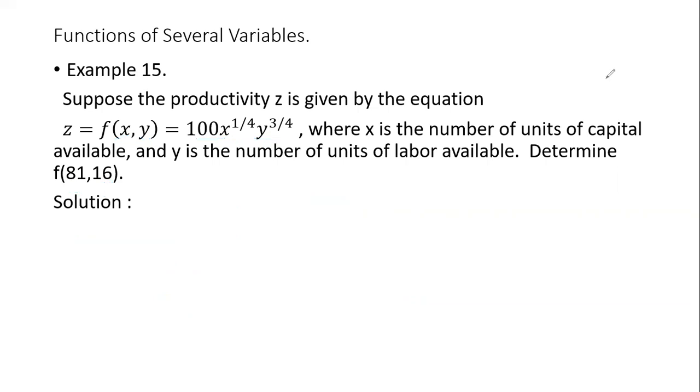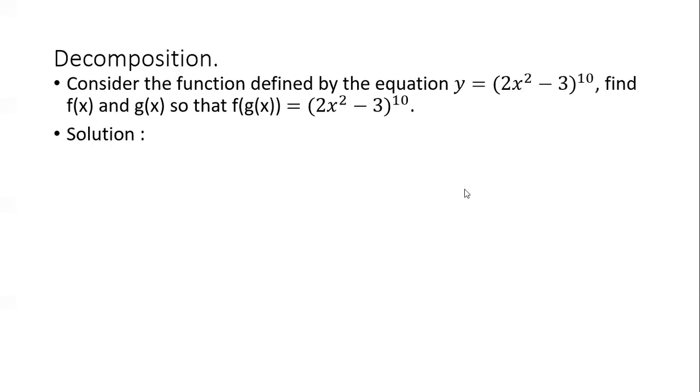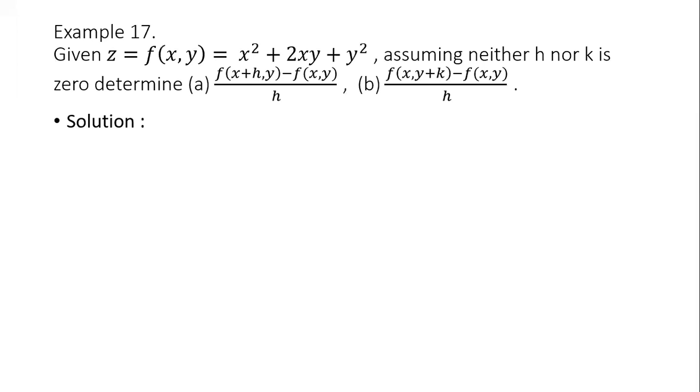Let's move on to the next page. Example 17. Given f of x comma y equals x square plus 2xy plus y square, assuming neither h nor k is 0, determine f of x plus h comma y minus f of x comma y, divided by h.